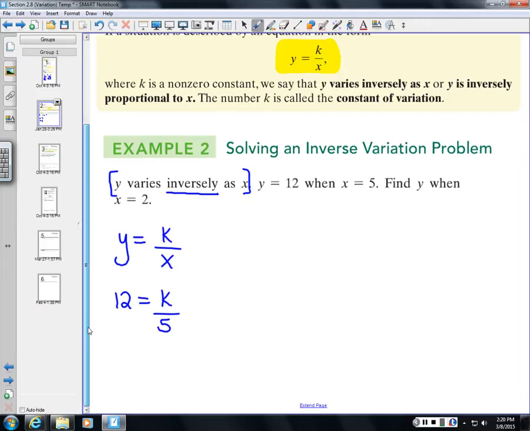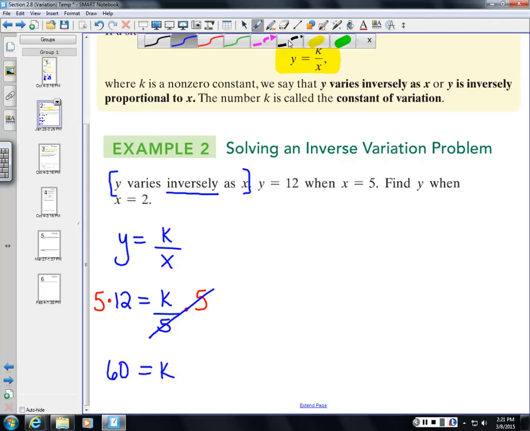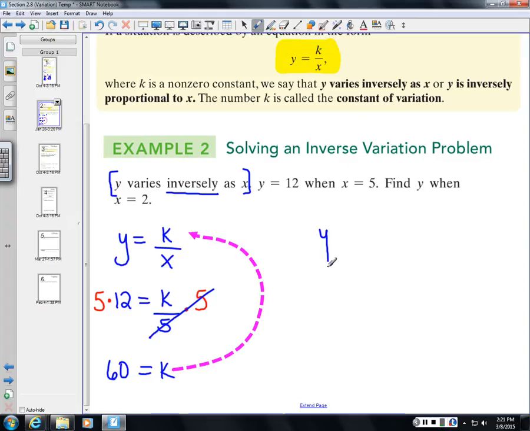To solve this problem, I've got to get the k by itself. The opposite of dividing by 5 is multiplying by 5. Whatever we do on the left, we have to do on the right. So the 5's cancel, which gives me my k by itself. And this time my k is equal to 60. So no matter what, k is going to be 60. It doesn't matter if x and y change, k will always be 60. So we have y equals 60 over x. And that was sentence 2, which was step 2.